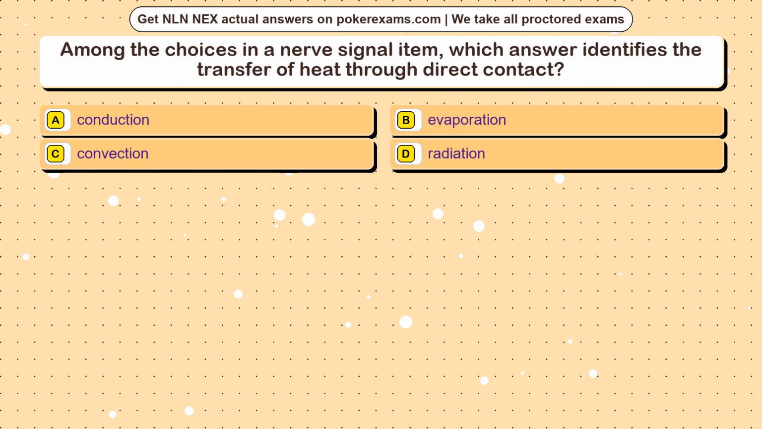Among the choices in a nerve signal item, which answer identifies the transfer of heat through direct contact? Option A, conduction. Option B, evaporation. Option C, convection. Option D, irradiation.